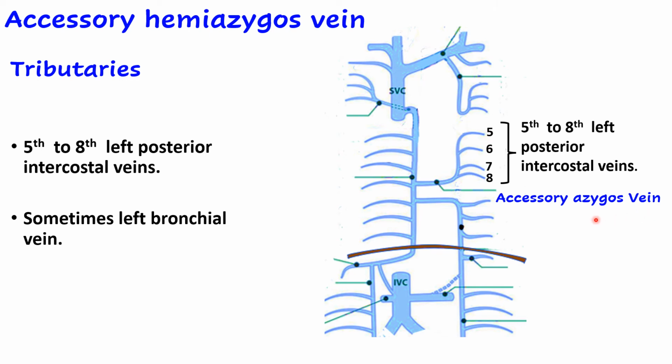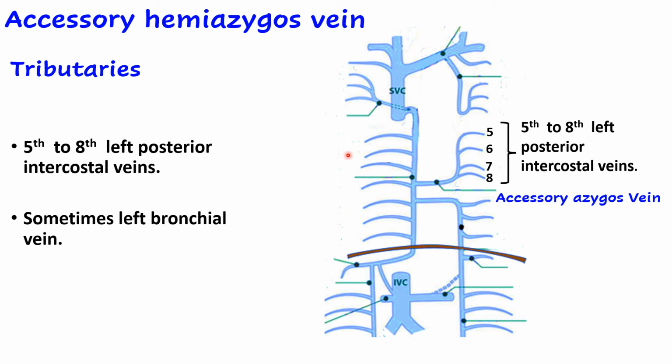It's very simple to remember. On the left side, leave the upper 4. The first goes directly to the brachiocephalic vein. Second, third and fourth, they will join together to form the left superior intercostal vein, which will be draining directly into the brachiocephalic. So upper 4, they drain into brachiocephalic. Middle 4 will form the accessory hemiazygos, and the lower 4, they will be draining into the hemiazygos. This is an easy way to remember.